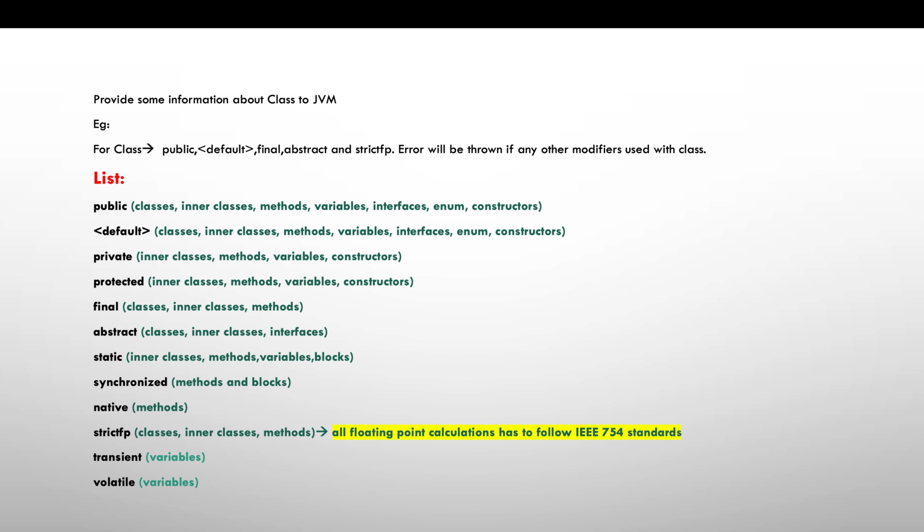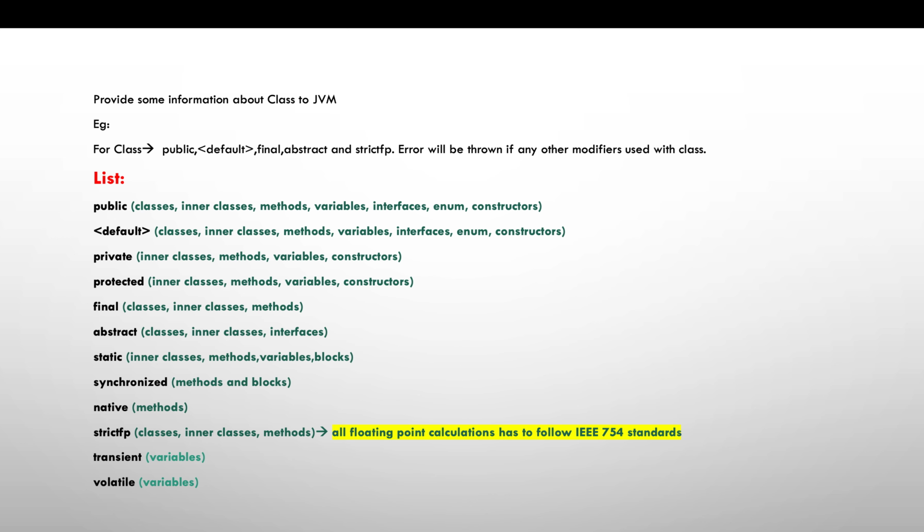The next one is native. This modifier is applicable only to methods. If you want to call a method which contains native code of some other programming language like C or C++ from another Java method, then we can declare that method as native. The next one is strictfp. This modifier can be applicable to classes, inner classes, outer classes, and methods. What does it mean? If it is applied, then all floating point calculations have to follow the IEEE 754 standard.